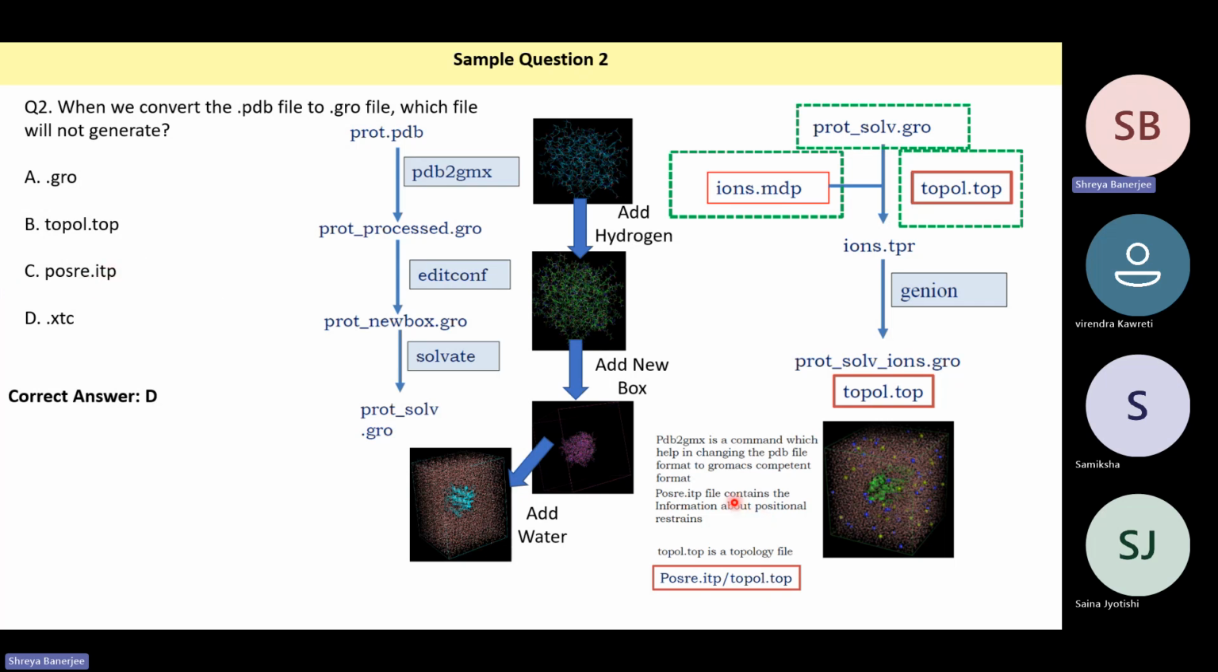POSRE.ITP contains information about positional restraints. Like suppose you have a cyclic molecule like proline. Proline, you know that the bonds cannot rotate, because in a cyclic molecule, you cannot rotate the bonds. They are restrained in that position. So this particular file, POSRE.ITP, contains information about positional restraints, that is, which positions are restrained and cannot rotate freely. So these three files are all needed while generating the GROMACS file.